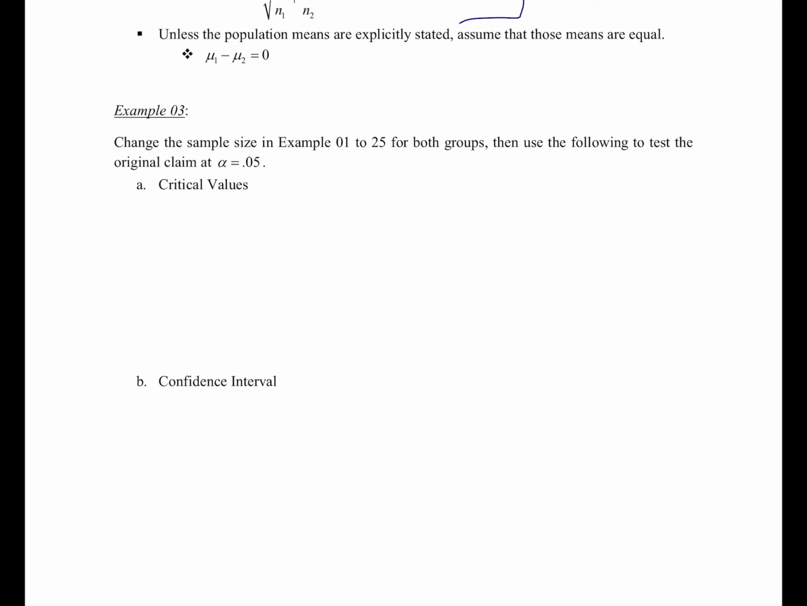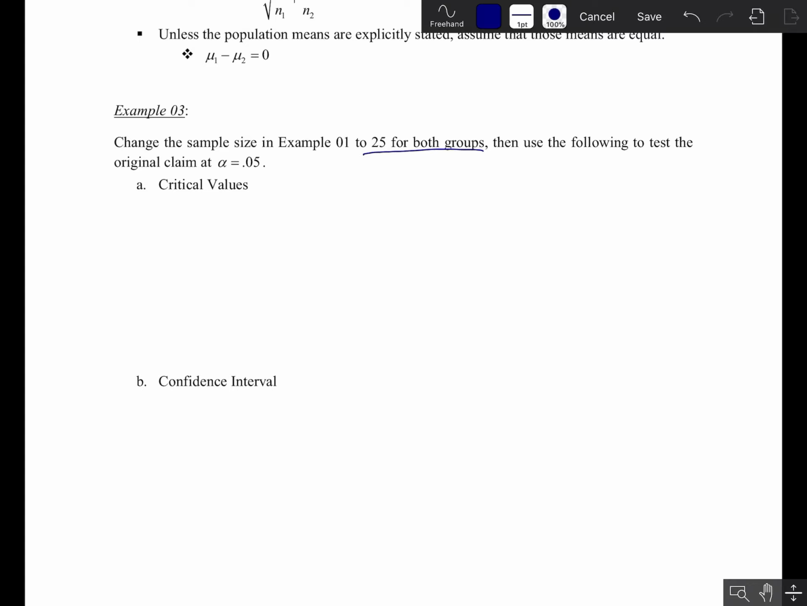So in example 3, it says, change the sample size to 25 for both groups and use the following test, and then use the following to test the original claim at this alpha level. So the only thing that's changing here is that our sample size is now 25, which is under that critical value of 30. So this time we need to use the t-distribution. Now for our critical values, we can compute the critical values in the same way. Now because this is a t-test, and because it's a two-tailed test still, we'll have plus or minus this critical t-value.